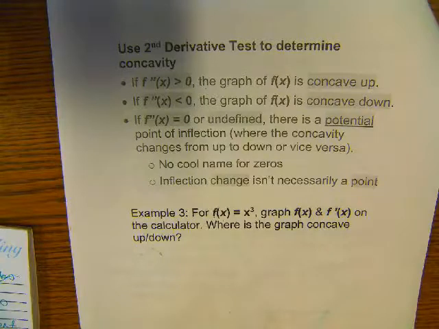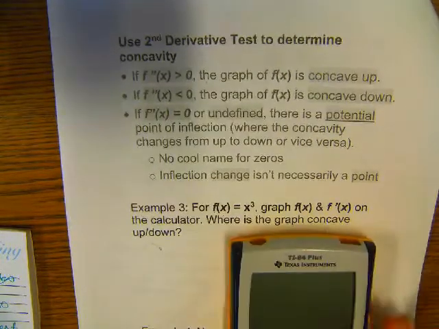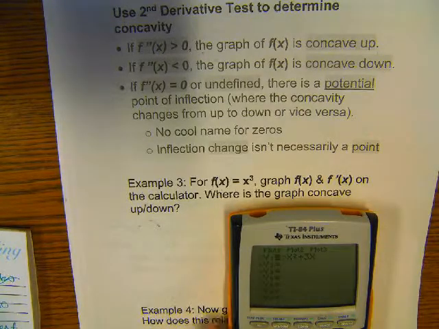All right, so for f of x equals x cubed, we're going to graph f of x and f prime of x on the calculator, and let's just investigate where the graph is concave up and down. Okay, so I'm going to put in x cubed. And let's make a really small window, maybe -30 to 30, so I can see the whole graph. Let's see how that looks. Okay, so there's x cubed.